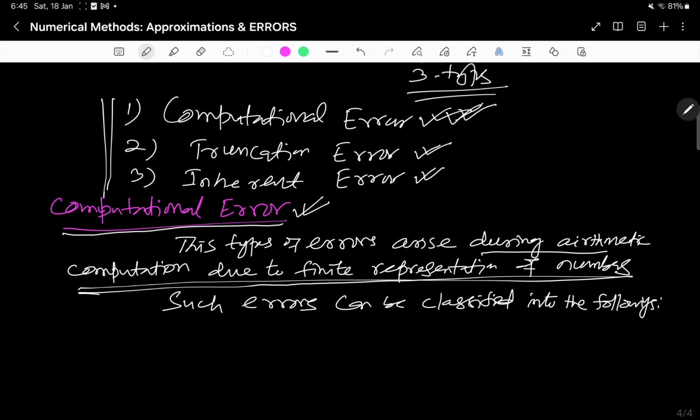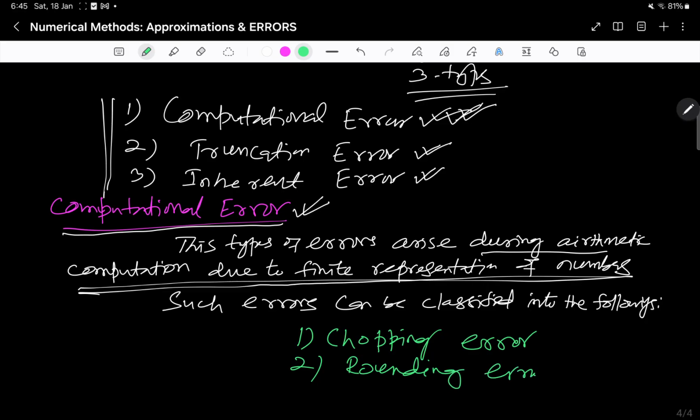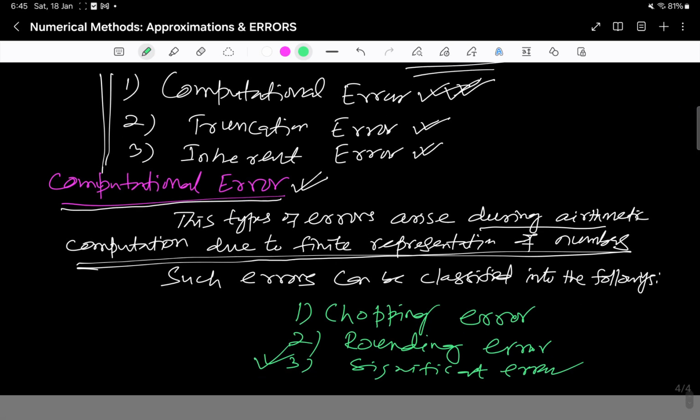Such errors can be classified into the following: one is the chopping error, second is the rounding error, and third is the significant error. As I have told you, when we bring the number to normalized form, the significant digits become less. So in that way I have already told.